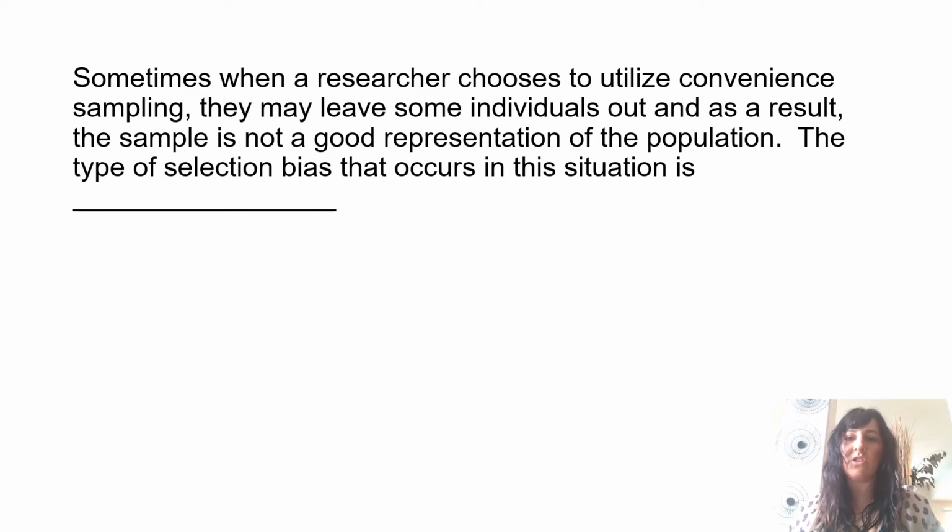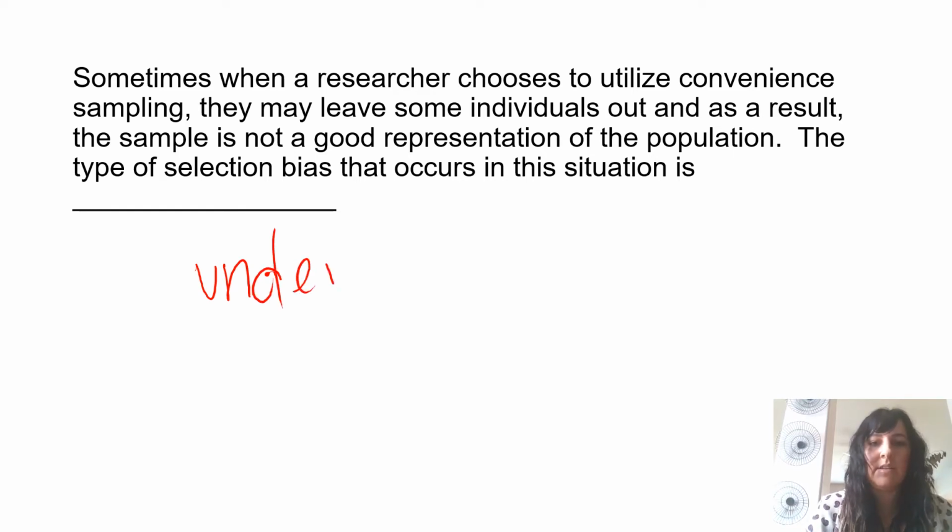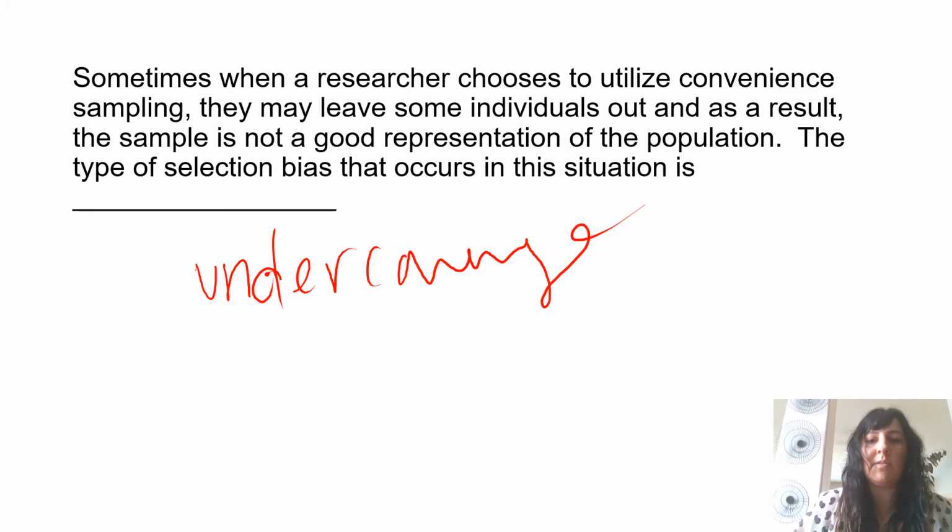Sometimes when a researcher chooses to utilize convenient sampling, they may leave some individuals out, and as a result, the sample is not a good representation of the population. The type of selection bias that occurs in this situation is... All right, so you guys remember this question? When I went back and looked at the stats of your answers, I got a decent amount of people saying undercoverage, which is a good answer to this question, if I might add.